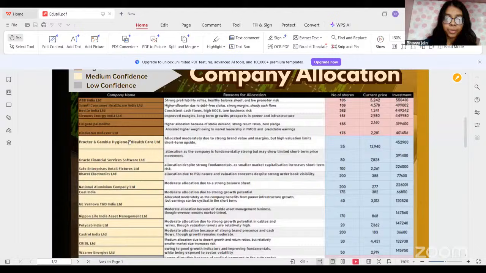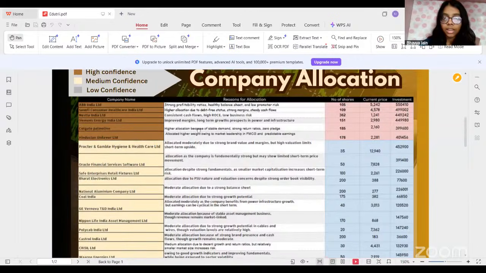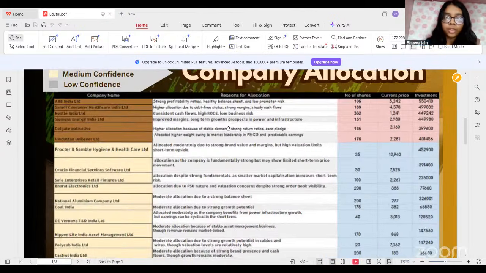So we have prepared this table of 20 companies, along with the reasons for allocation, why we have chosen these companies. Like if we talk about ABB India Limited, we have chosen this because it has strong profitability ratios, like good ROCE, ROE, and PE ratios, and also it has a pledge percentage of exactly zero. So we have mentioned every reason for allocation of these 20 companies.